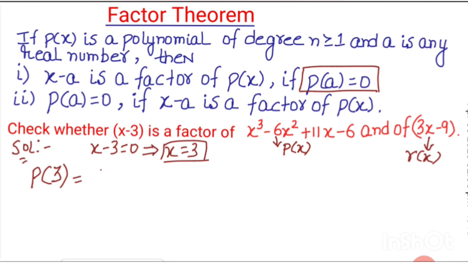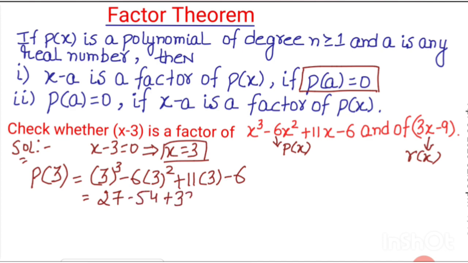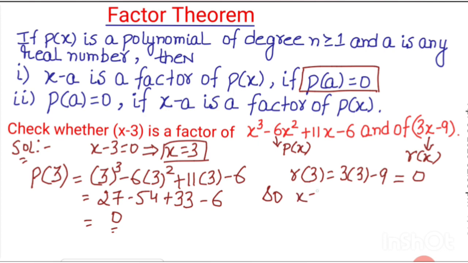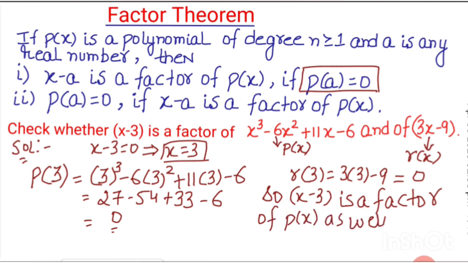So p(3) equals 3 cubed minus 6 multiplied by 3 squared plus 11 multiplied by 3 minus 6, which will be equal to 27 minus 54 plus 33 minus 6, and the value will be 0. Also here r(3) is 3 multiplied by 3 minus 9, so the value is again 0. So I can say that x minus 3 is a factor, because p(3) is equal to 0 and r(3) is also equal to 0. So x minus 3 is a factor of p(x) as well as r(x).